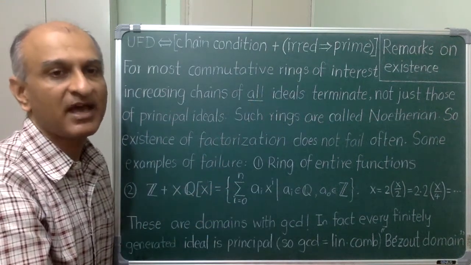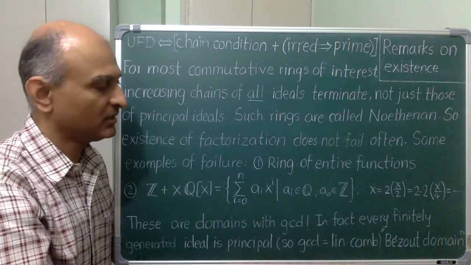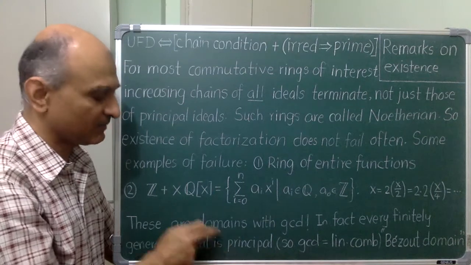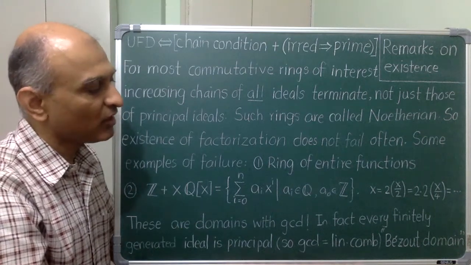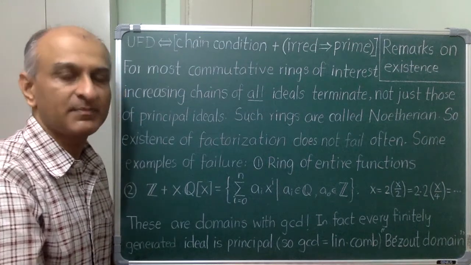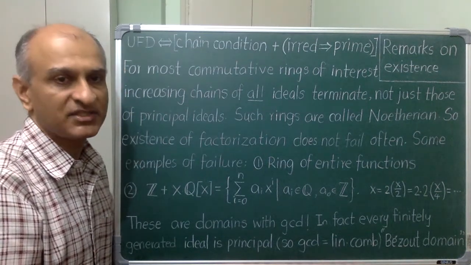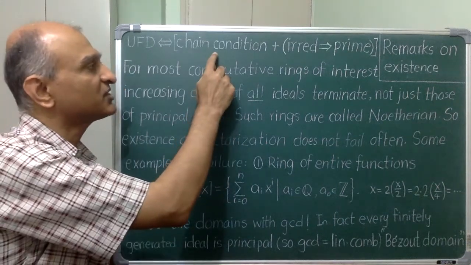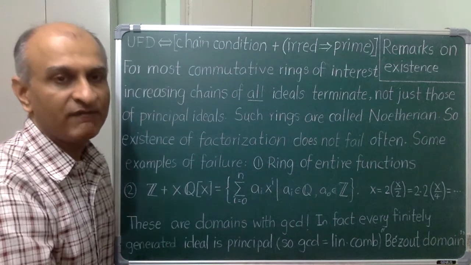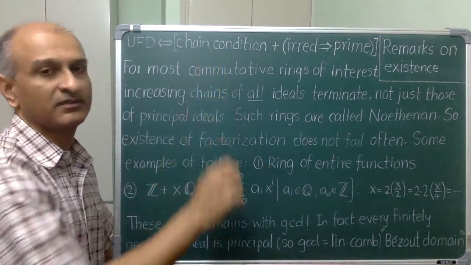Any two elements have a GCD. In fact, the GCD is a linear combination because every finitely generated ideal is principal. Such rings are called Bezout domains, and they are a generalization of principal ideal domains. But they need not have unique factorization property because the first condition might fail. So in these two examples, failure of factorization came purely from the failure of this first condition.